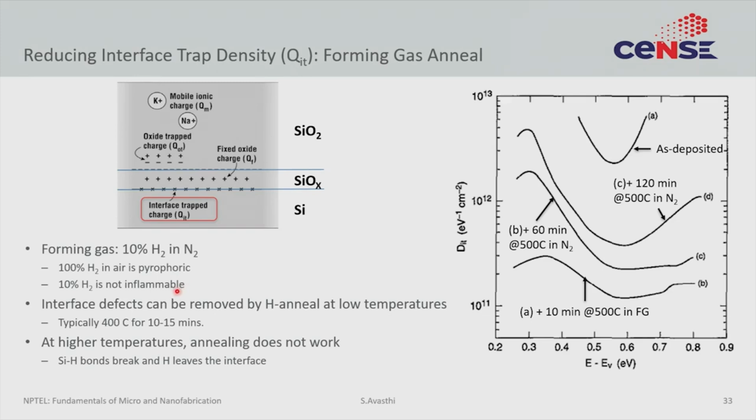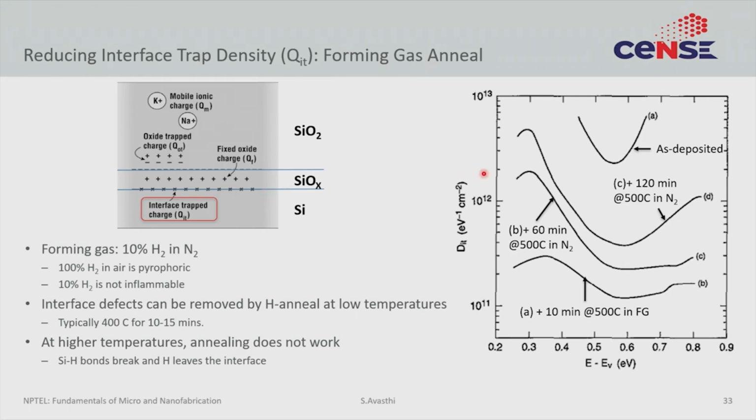So what does forming gas do? The active component here is hydrogen. So the hydrogen diffuses through the oxide, gets to the interface, reacts with these silicon dangling bonds, forms a silicon-hydrogen bond, and that silicon-hydrogen bond is passivating and very strong, and that is what removes the unsatisfied valency and hence removes the defect. So that's the simple mechanism.